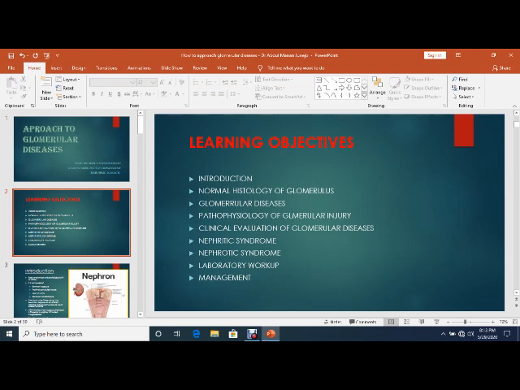Then how to investigate these patients, or laboratory workup. Obviously, after workup, we have to manage this patient.